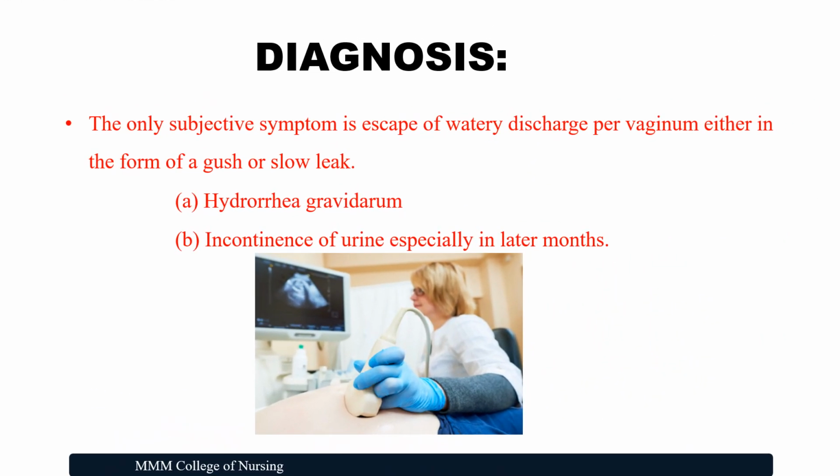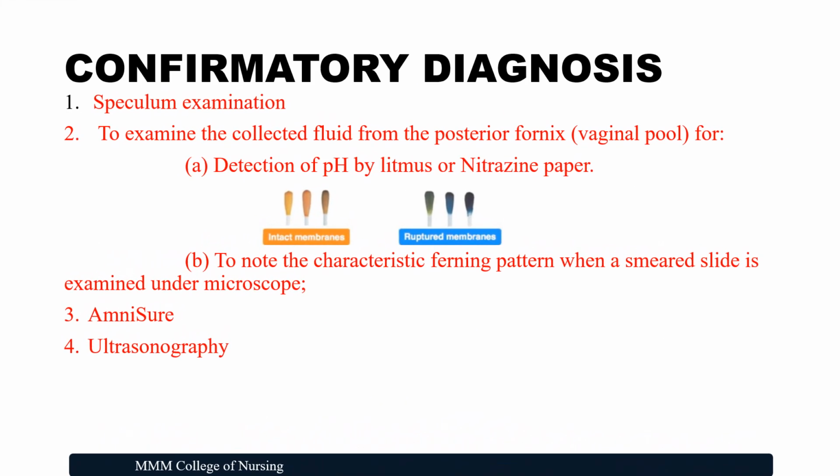For diagnosis, the only subjective symptom is escape of watery discharge per vaginum, either in the form of a gush or a slow leak. Sometimes it is confused with hydrorrhea gravidarum, a state where periodic watery discharge occurs, probably due to excessive decidual glandular secretion. The second one is incontinence of urine, especially in later months, which is sometimes confused with premature rupture of membrane.